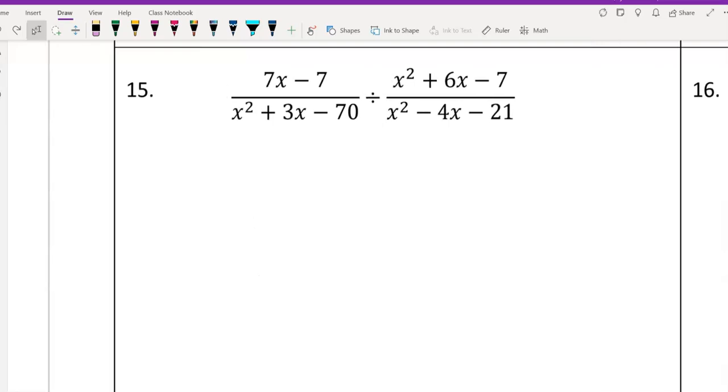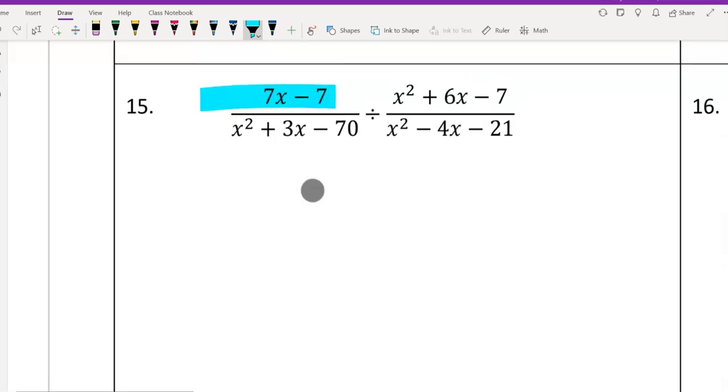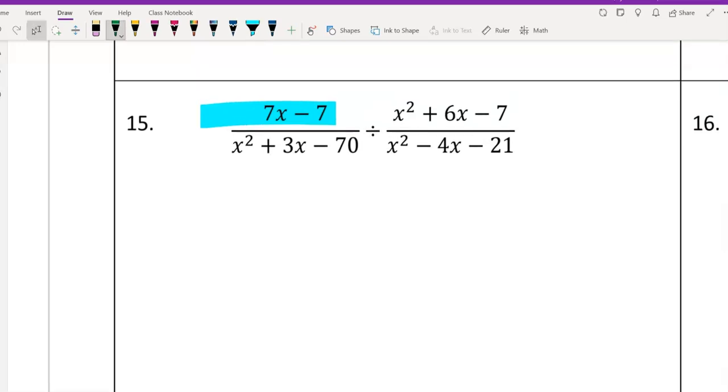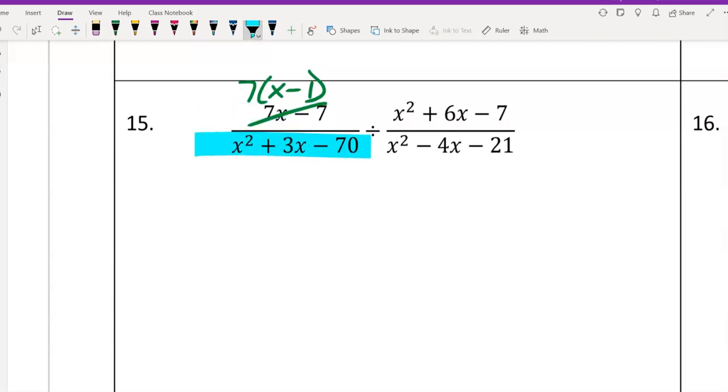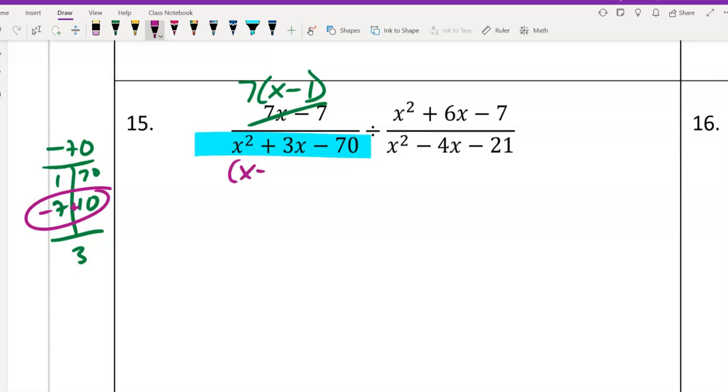So let's go ahead and start, not canceling out, but factoring. We have 7 and 7. They're both divisible by 7. We divide by 7. We're left with 7 times x minus 1. First denominator, negative 70 on top, positive 3 on the bottom. We got 1 and 70. I know 7 and 10 multiply to 70. And looky there, negative 7 and positive 10 will get us that positive 3.